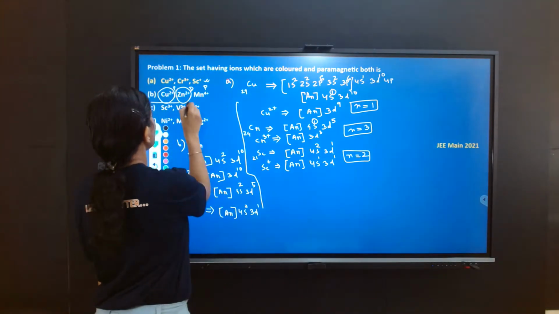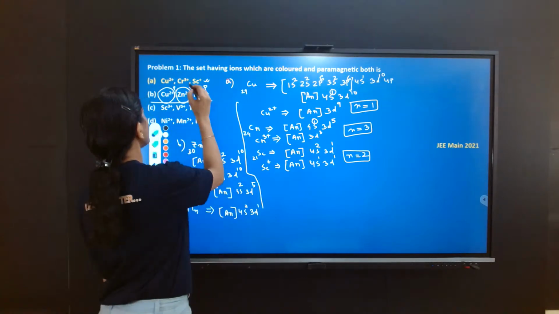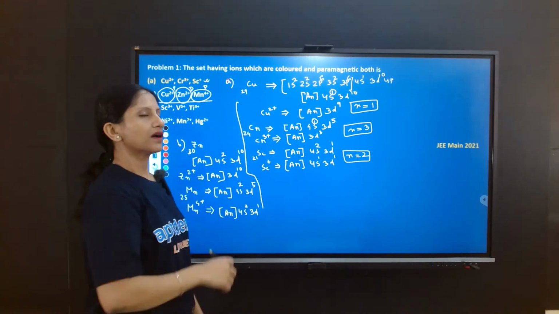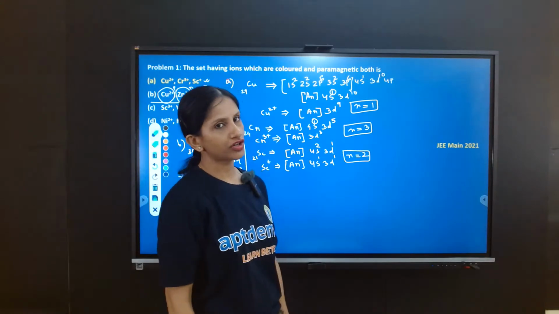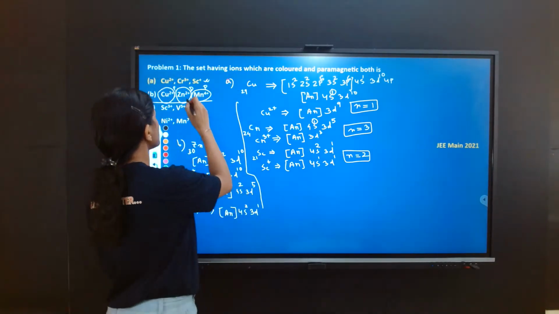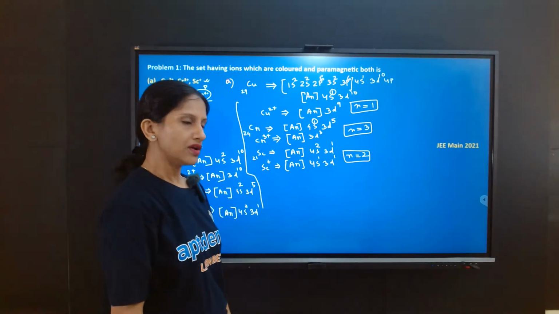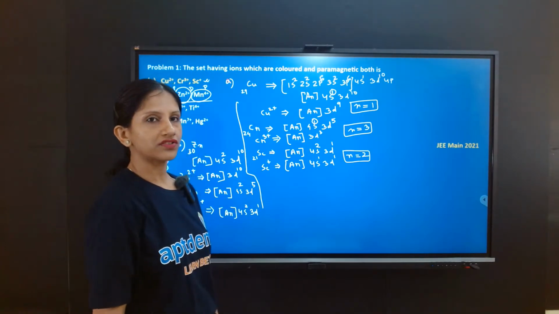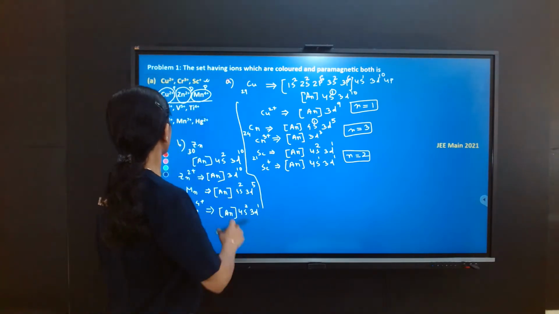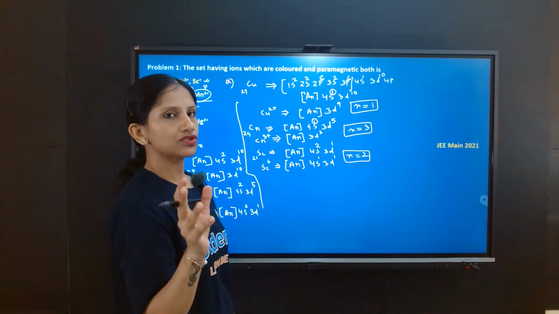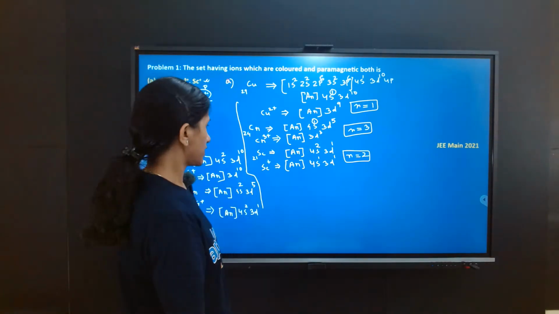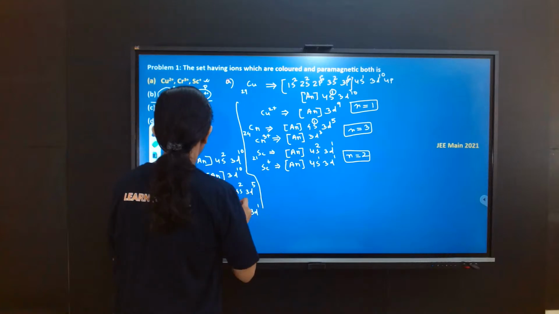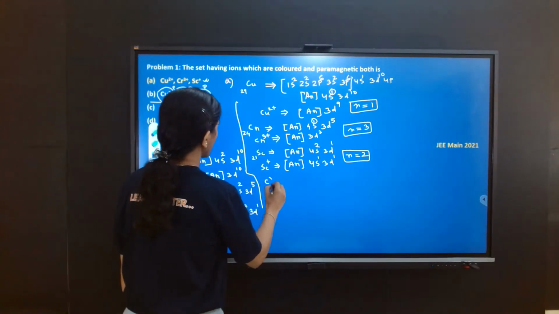So in option B, copper 2+ and manganese 4+ are paramagnetic in nature and they are colored, whereas zinc 2+ is diamagnetic in nature because of the d10 electronic configuration and it is non-colored. So option B is not a correct option because 2 of them are paramagnetic and 1 is diamagnetic. Now let's check for C.